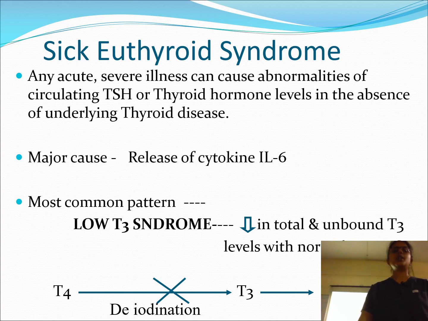What is sick euthyroid syndrome? Any acute or severe illness can cause it. When you see patients with severe illness in ICU, you can see abnormalities in TSH or T3, T4 levels, with no underlying thyroid disease. This is due to inflammation, which causes the release of interleukin 6. The most common pattern is low T3 syndrome. You can see a decrease in total and unbound T3 levels with normal T4 and TSH levels. T4 is not converted to T3, so you can see low T3 levels.